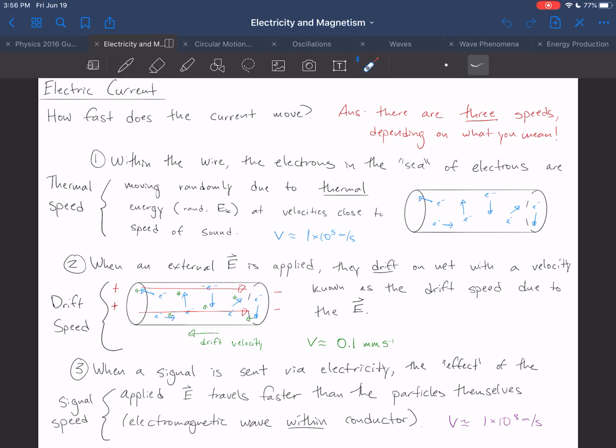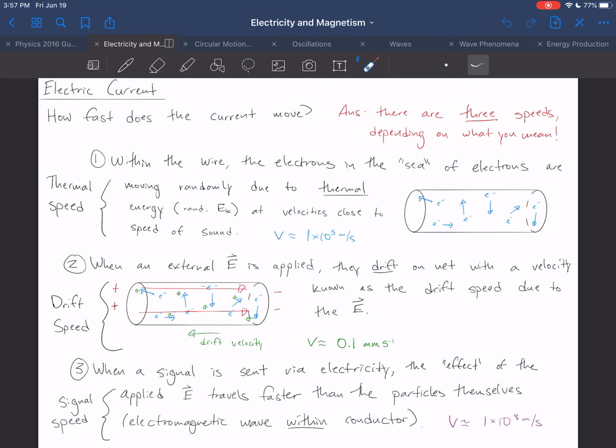One is the speed with which the electrons are bouncing around inside the wire. That's the thermal speed. This drift speed is going to be our and the IB's answer to the question, how fast is the current moving? It's the speed associated with the electric current itself. It is what is related to that applied electric field that is producing the current.